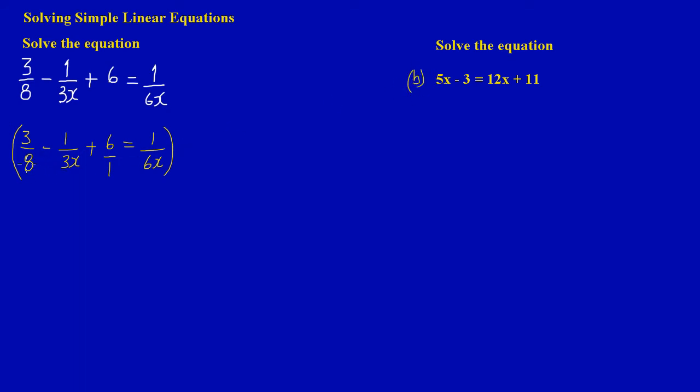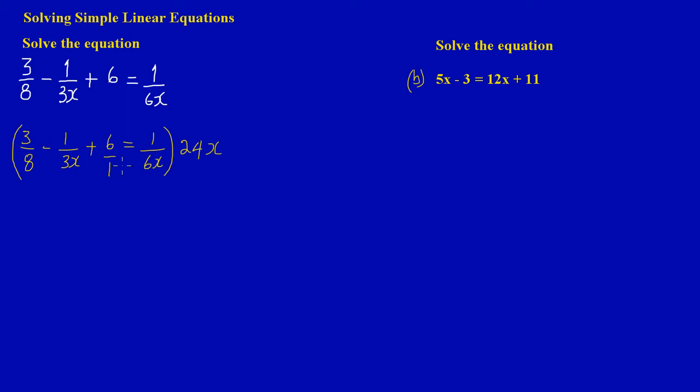Let's find a number that 8, 3, 1 and 6 can go into without leaving a remainder, and that must be the lowest multiple of these numbers, the smallest multiple. So that's what I mean by the LCD. And 8, 3, 1 and 6 can all go into 24. However, we can't stop there, because in this case we have a letter x down there, so x is also common to the denominators, so we have to put an x there. So our LCD in this case is 24x.